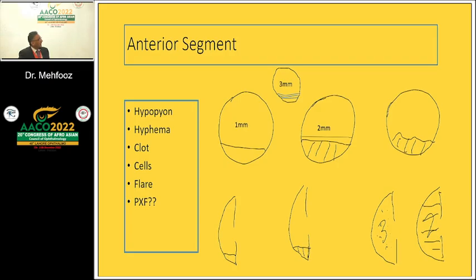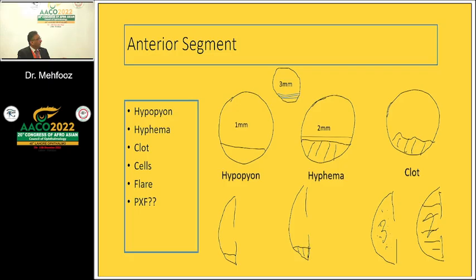Then anterior segment. This one, a straight line, is for the hypopyon, and a straight line with vertical lines is for the hyphema. Then you can further elaborate it, and this one is for the clot. If it's an irregular line, that is for the clot. Then if you want to elaborate further, 1 line means 1 millimeter hyphema, 3 lines means 3 millimeter, 2 lines mean 2 millimeter hyphema or hypopyon, whichever you have drawn.